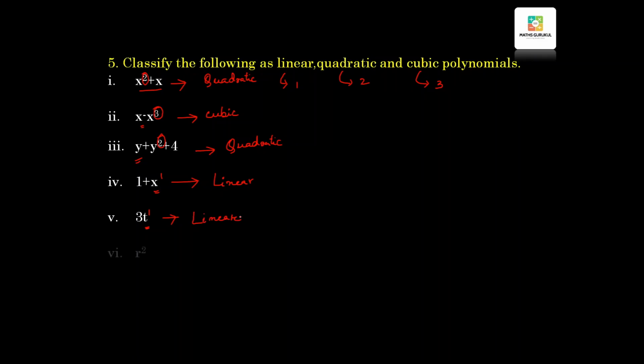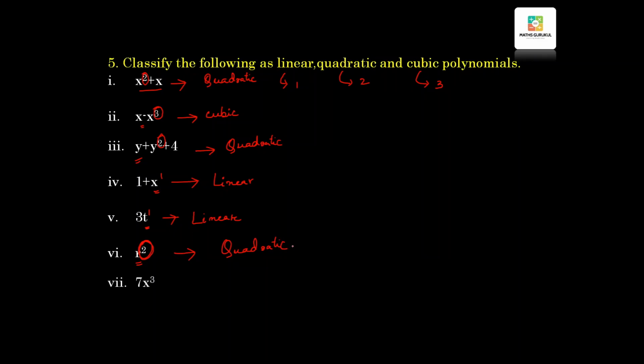Okay. In the next one, we see r square is the given polynomial. So in this r square as the given polynomial, we find that there is also one variable involved, and that variable is r. So what is the highest value of r? The highest value of r is 2. So that is why this is a quadratic polynomial. Okay.